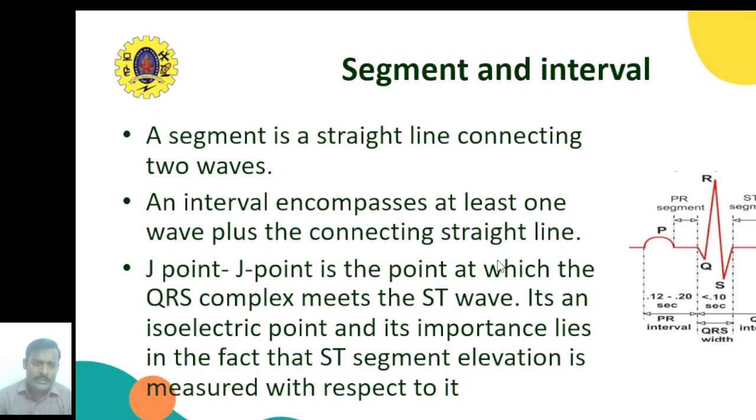An interval encompasses at least one wave plus the connecting straight line. Look at this. This is the PR interval. The P wave and this segment are combined, and that is taken as the PR interval. The J point is the point at which the QRS complex meets the ST segment. It is an isoelectric point. Its importance lies in the fact that ST segment elevation is measured with respect to it.